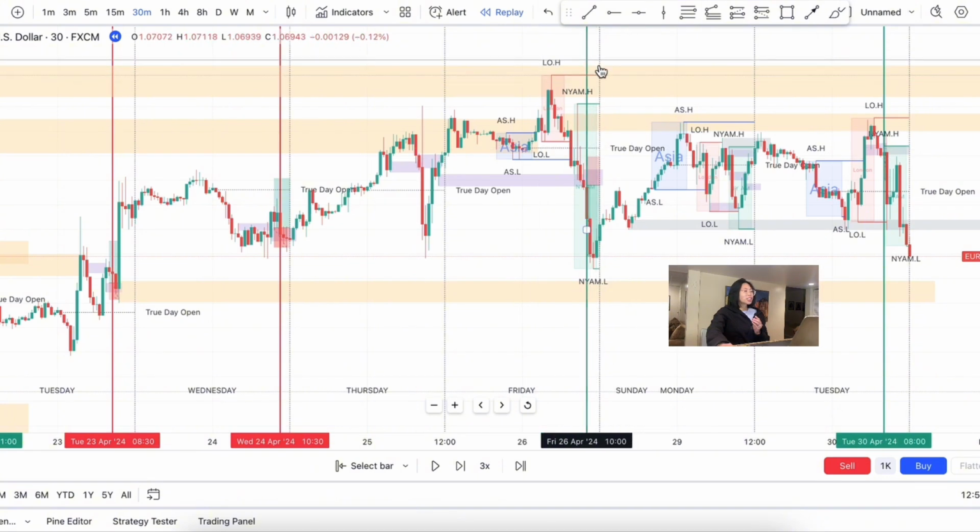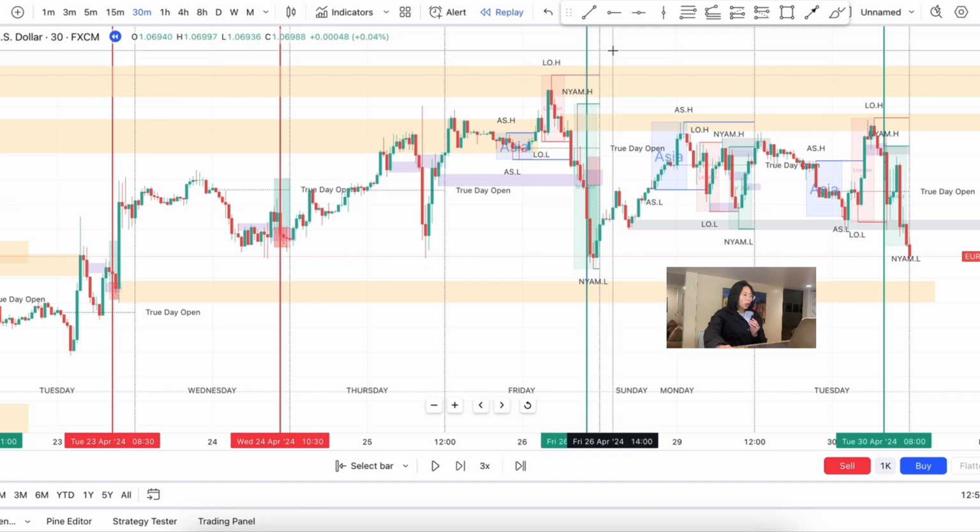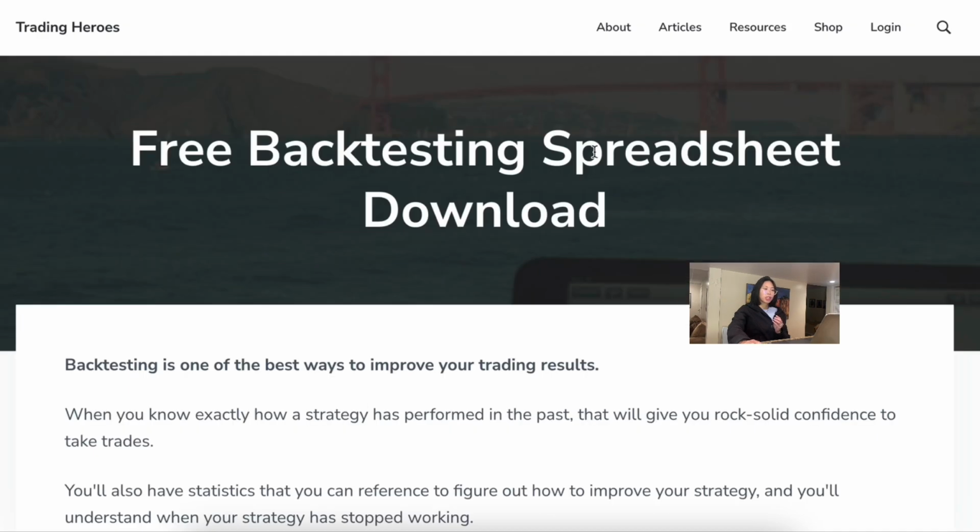After going back to April 1st, using the bar replay tool and then marking out my wins and losses, I went online to find a backtesting spreadsheet. And so the one I use is this one. And I will leave the link in the description. It's by Trading Heroes, and it was a very simple backtesting spreadsheet, but I pretty much just used it to calculate the win rate of the strategy.